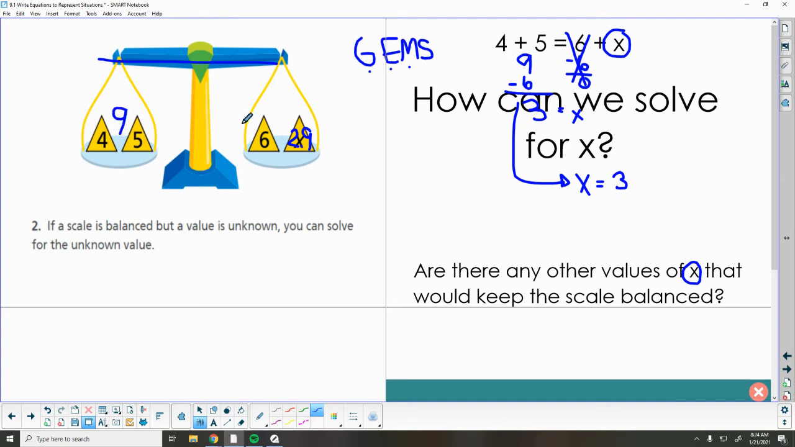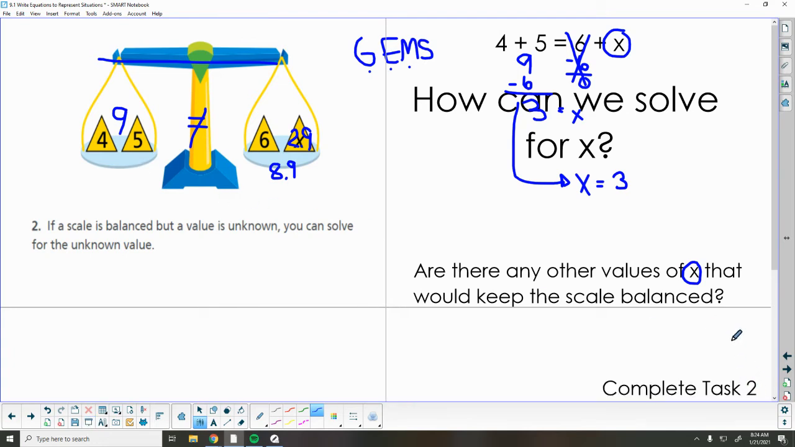What if we try really close to 3, 2.9? So this side is still 9. If I have 6 and 2.9 more, that's 8.9. So they are super, super close to each other, but they are still not balanced. So for this particular equation, there is not another value of x that will keep it balanced. Any other value is going to either make it less or more than the other side, so it won't be balanced. So go ahead and complete task 2. And then when you are ready to do task 3, come on back.